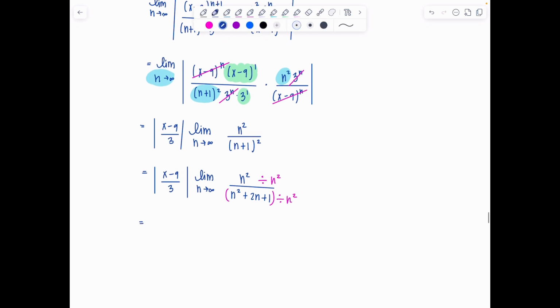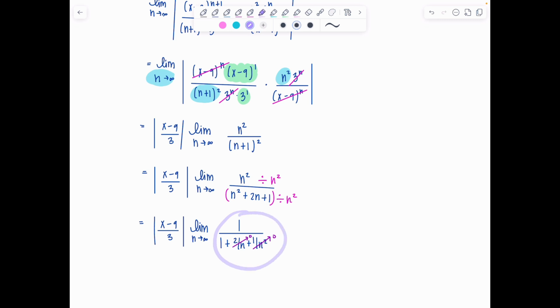So then we have absolute value of x minus 9 over 3. Notice there's no n's in that expression, so that's why I'm allowed to bring it out front. Limit as n goes to infinity of 1 over 1 plus 2 over n plus 1 over n squared. And then now I can take the limit, so as n gets large, both these terms go to 0. So then this entire quantity is approaching 1. So then I'm just left with the absolute value of x minus 9 over 3 times 1, so just itself.